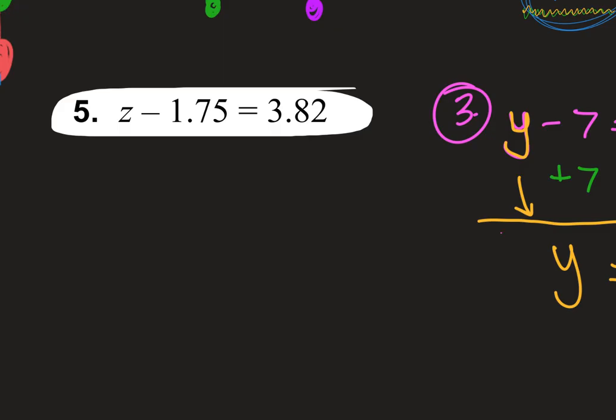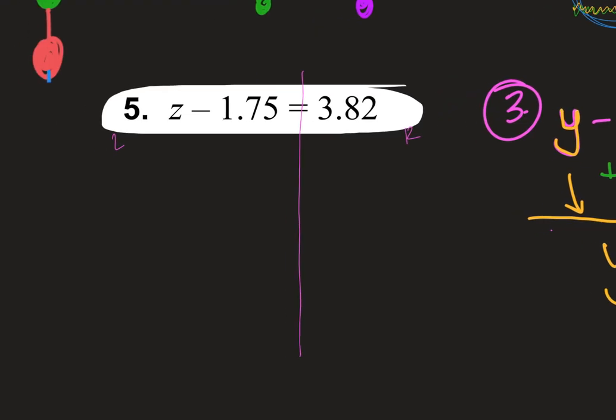Number 5, I'm going to draw this line because we have a left side and a right side. And here's z. It's being subtracted by 1.75. So I'm going to add 1.75. If you're a little confused by me writing this right here, let me get rid of it. I'm going to add 1.75 to both sides.